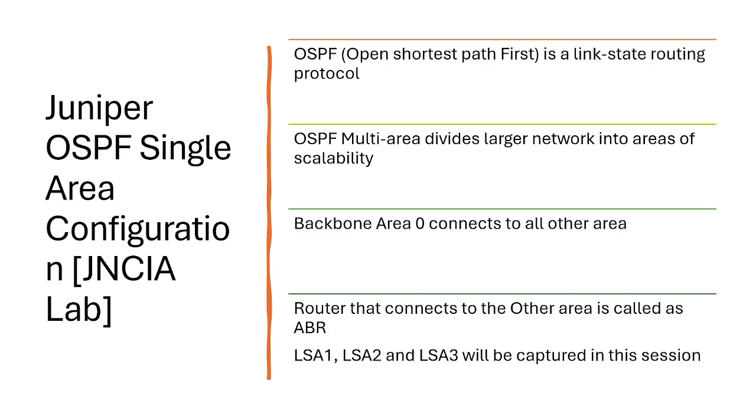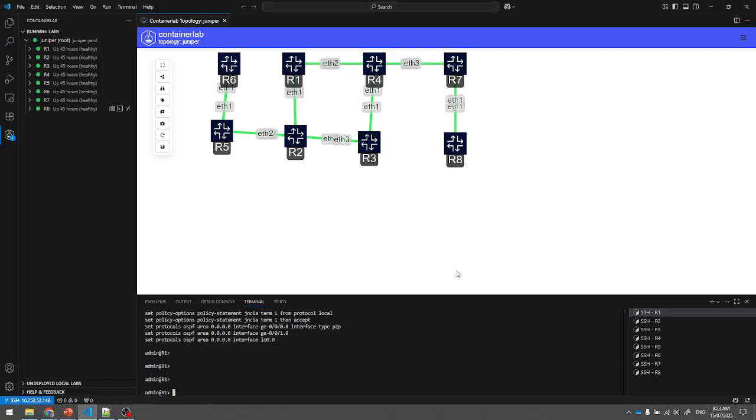The router between area 0 and the other areas is called an ABR, which stands for area border router. As part of the lab, we'll be verifying the outputs. Also, we will expand the database of LSA 1, 2, 3 using the show command. Let me show you the topology which we'll be working on.